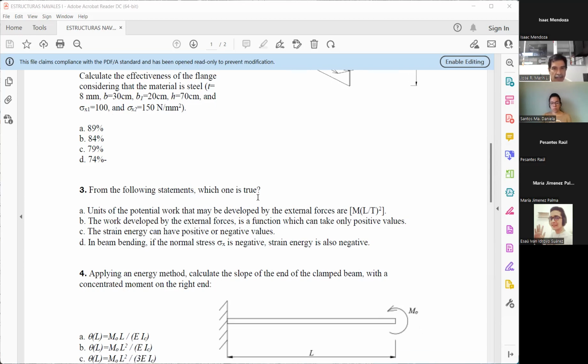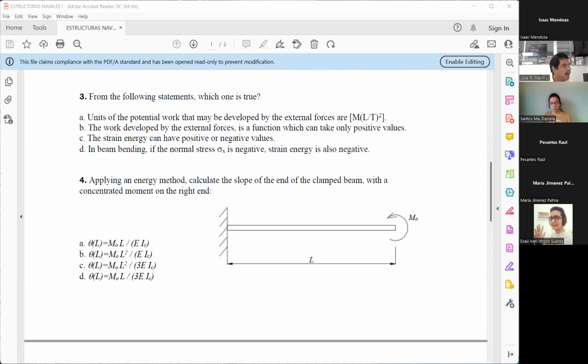Okay, let's go to the last one, question 4. Ms. Jurado, would you please read question 4? Yes, doctor. Applying an energy method, calculate the slope of the end of the clamped beam with a concentrated moment on the right end.